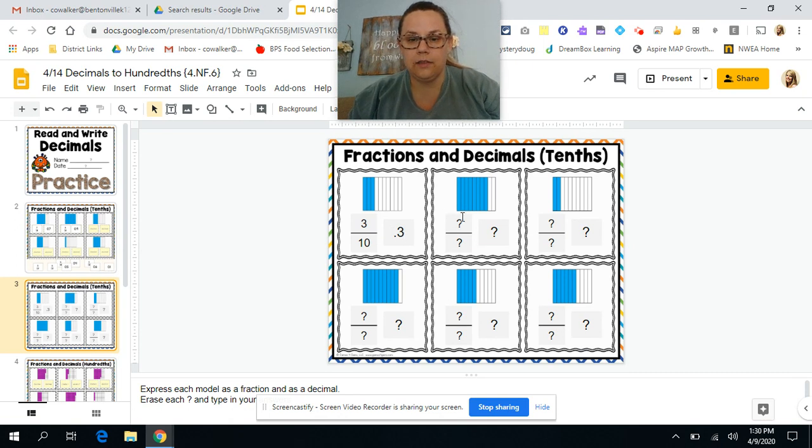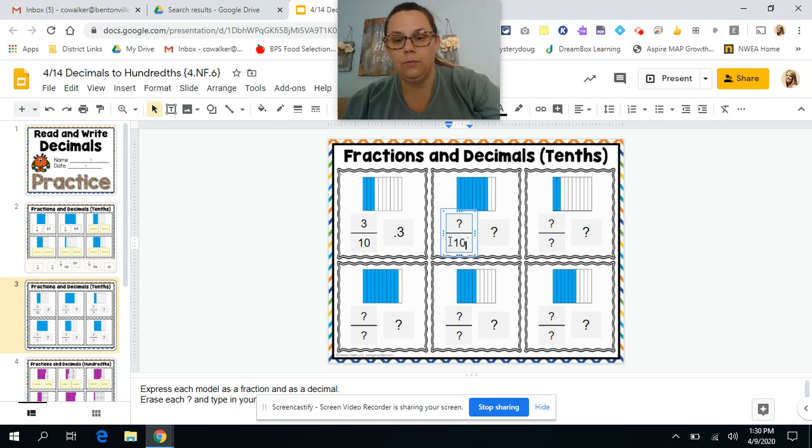Let's do this next one together. How many pieces do we have total? So what is my denominator going to be? 10, because I have 10 equal pieces. And then how many of those pieces are shaded in?